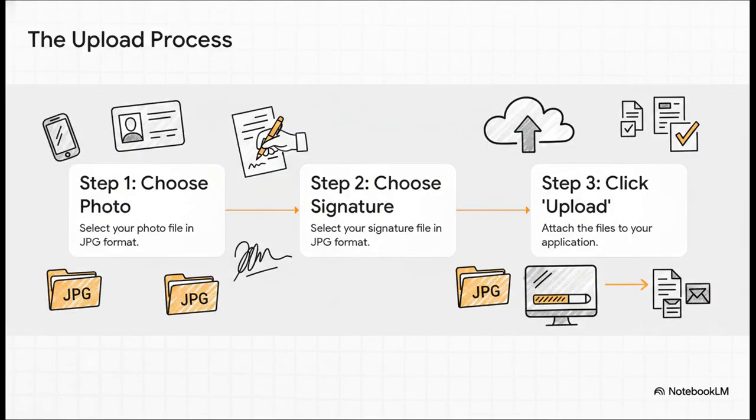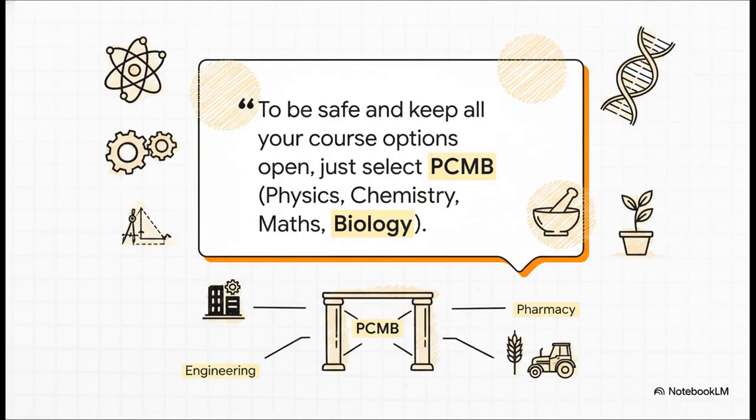The upload process itself is actually a piece of cake. You'll just need 2 files ready to go, in JPG format, your photo with that white background, and a scan of your signature. You'll just select the photo file, then select the signature file, and hit Upload. That's it.